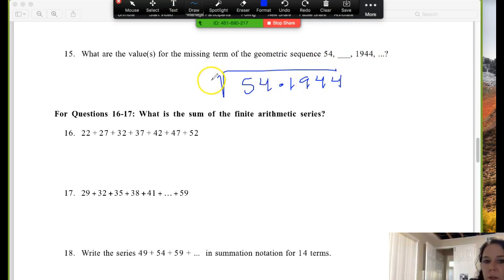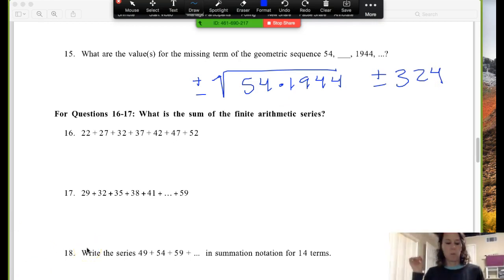So, and when you square root, you always get a plus or minus solution. So I'm going to go 54 times 1944, and then I'm going to square root that. Let me square root 104976. And that is going to give me plus or minus 324.